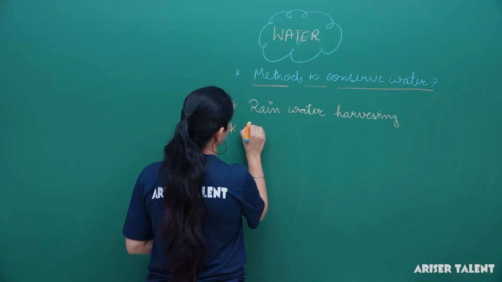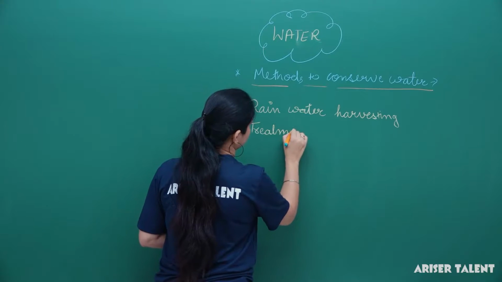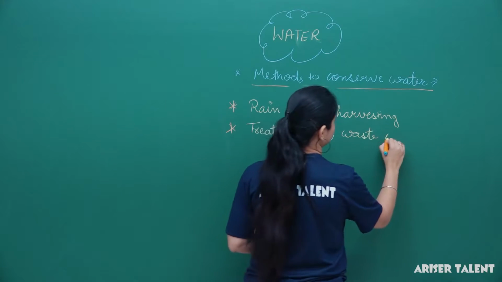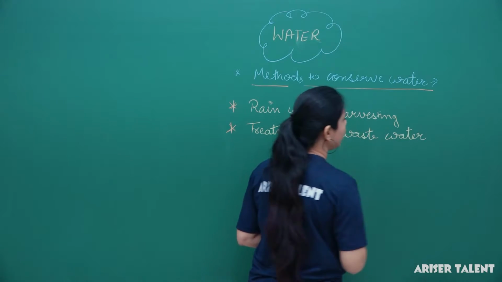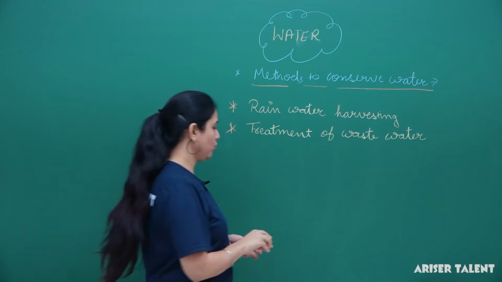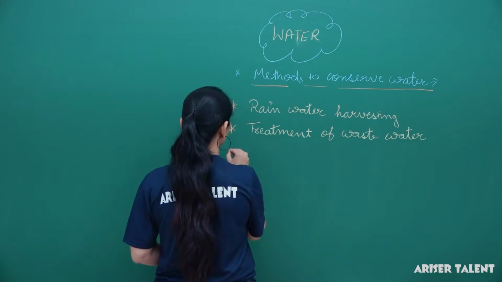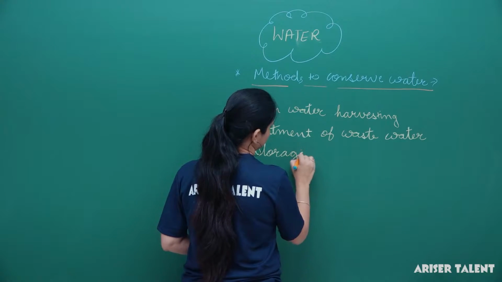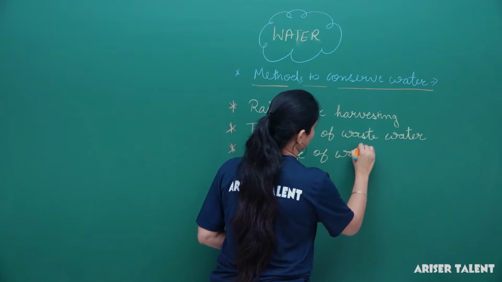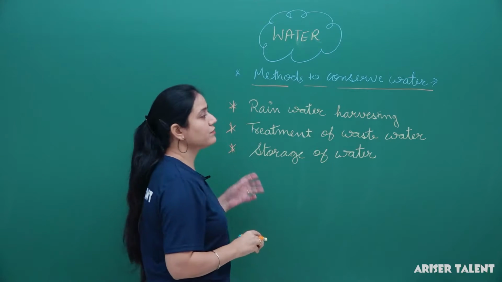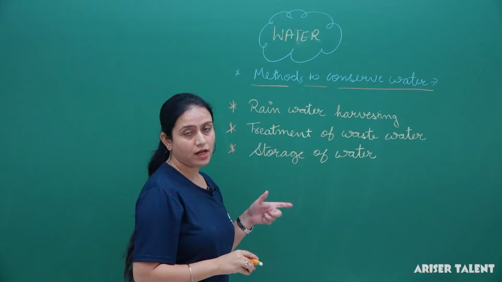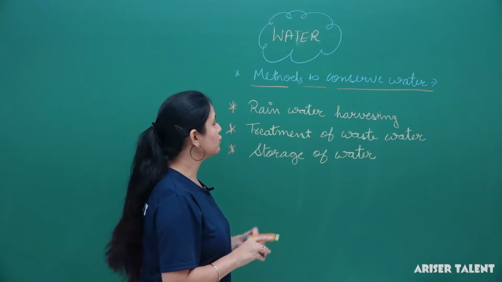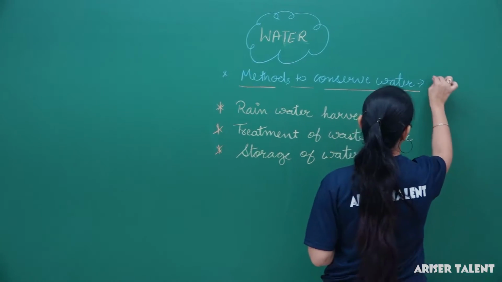Next is treatment of wastewater, and next is proper storage of rainwater. Okay, so here I must mention storage of water. Okay, methods of conservation of water are rainwater harvesting, then treatment of wastewater so that we can reuse it, and storage of water. So first of all, we will talk about rainwater harvesting.